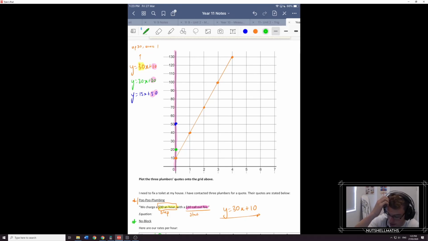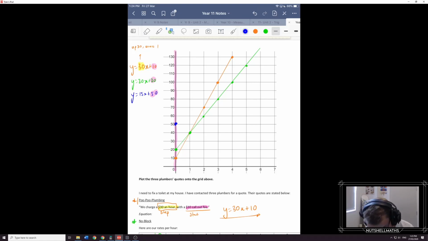Let's do the green graph now. We start at 20, which we've done already, and we're going up by 20 each time. 10, 20 across, 10, 20 across, 10, 20 across. Happy with that? And now let's draw another straight line between all of these. Don't like that straight line. There we go. That's a bit better.